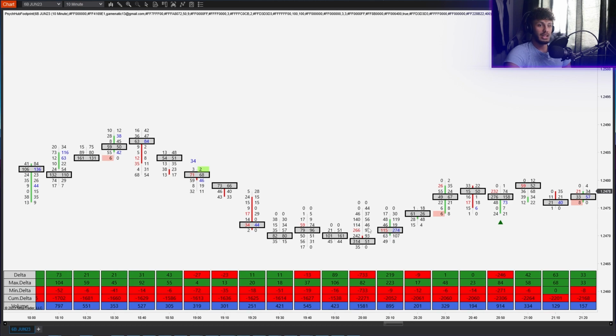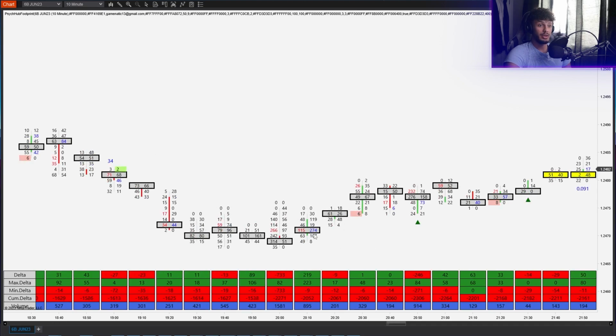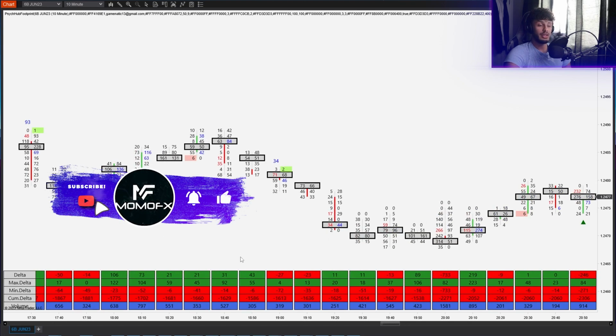Clear sign of absorption. And even to confirm the absorption, wait for the next candle and look at the next candle. -733, 219, that's a delta flip. And obviously, this would have been a great area to buy if you had a point of interest to the left. So that's pretty much it for absorption, guys.